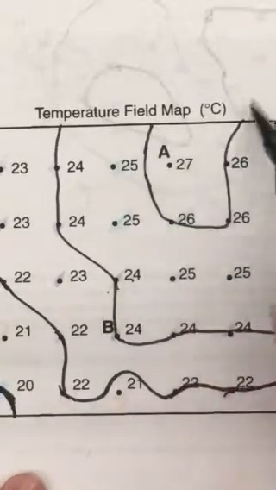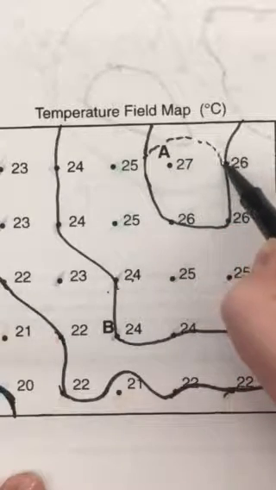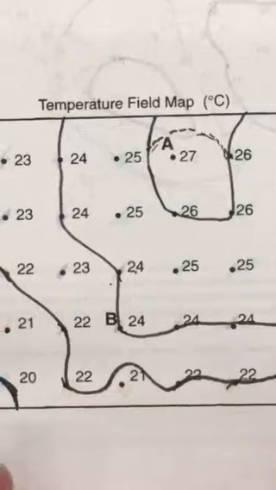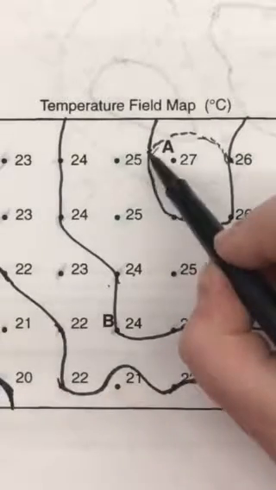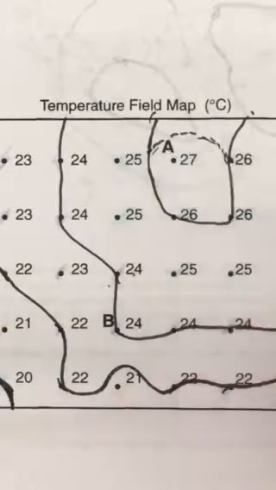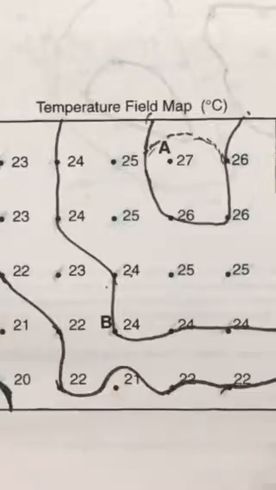Now this could go to the edge of the map, or I could have ended up forming it as a closed loop going through that 26 as well. So again, everyone might have slightly different maps, but every isoline either needs to reach the edge of the map or form a closed loop. You can't have it just stopping in the middle of your graph, and you can't have it running into another isoline.